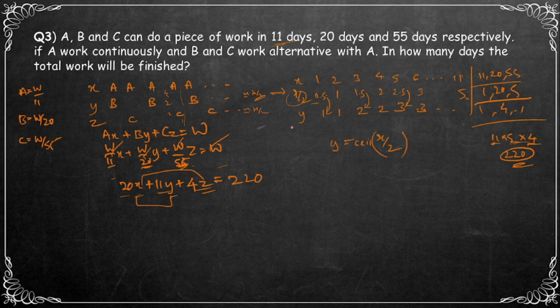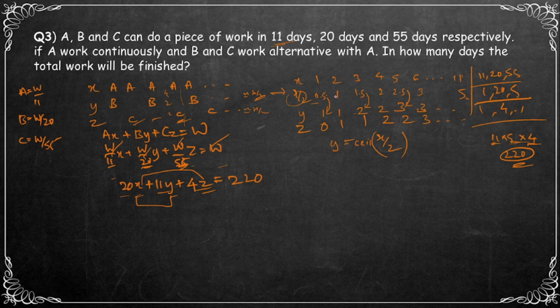Now if you want to write the equation for z, it will be like this. z is the number of days that C has worked. On the first day it is 0 because he is absent. On the second day it is 1. On the third day, even though he is absent, he has already worked for 1 day. On the fourth day it is 2 days. On the fifth day it is 2 days. On the sixth day it is 3.